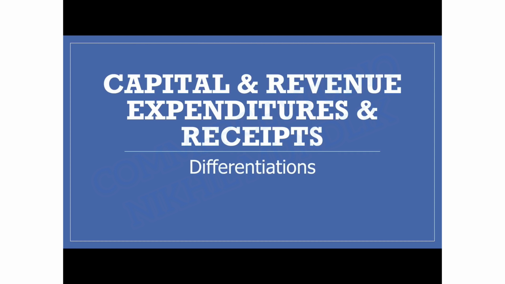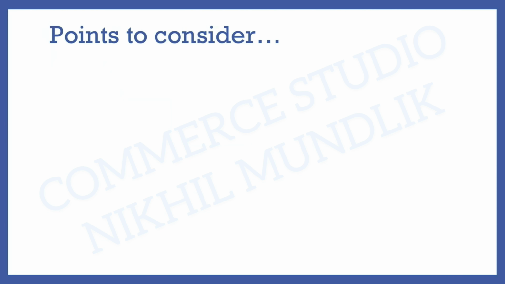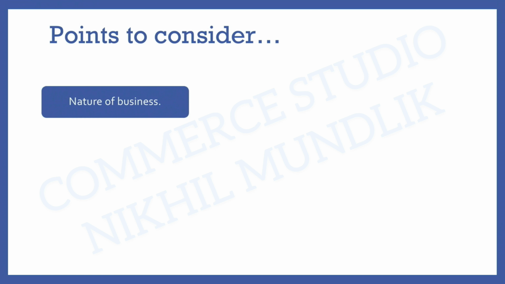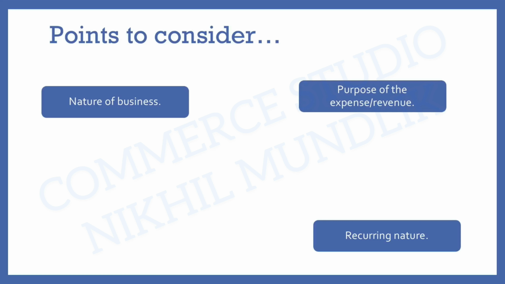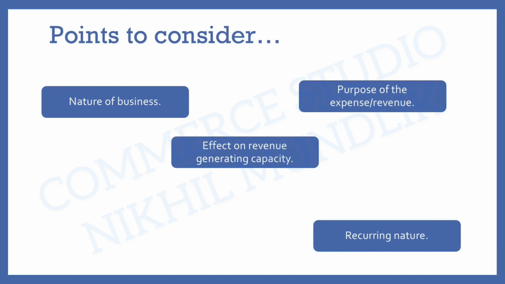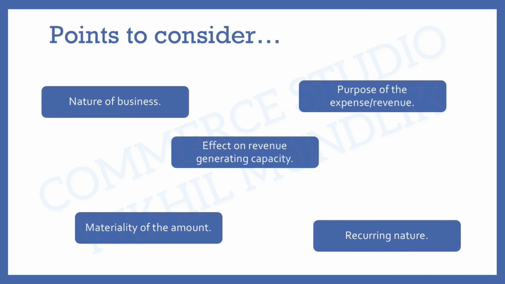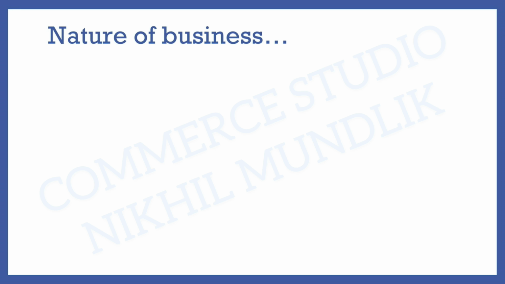So, let's begin. First of all, let's see the 5 main points to be considered while differentiating the two, and those are: Number 1. Nature of the business. Number 2. Recurring nature. Number 3. Purpose of the expense or revenue. Number 4. Its effect on the revenue generating capacity. And number 5. Materiality of the amount. Once you understand these, our doubt will be resolved. Let us discuss the first point in detail, that is, the nature of the business.